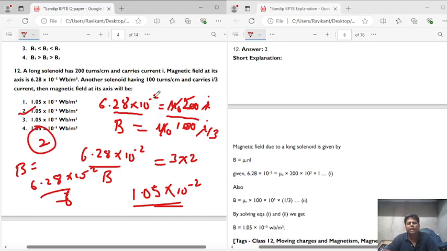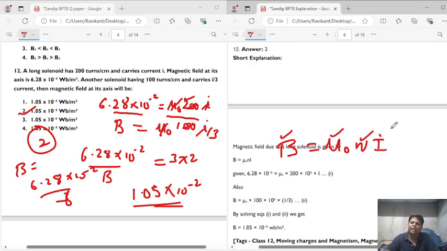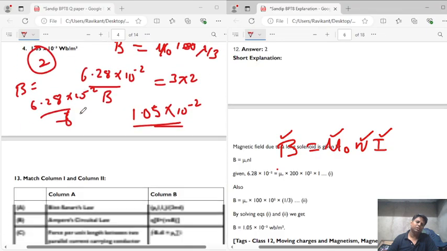What we have done is simply written the equation using the formula B equals mu naught N I. B for the first solenoid has been given to us, mu naught is common for both the solenoids, N is 200 for the first solenoid and I is I. Again, writing for the second solenoid and dividing both the equations, we get B equal to 1.05 into 10 to the power of minus 2 Weber per meter square, right? The correct answer is option 2 for question number 12.